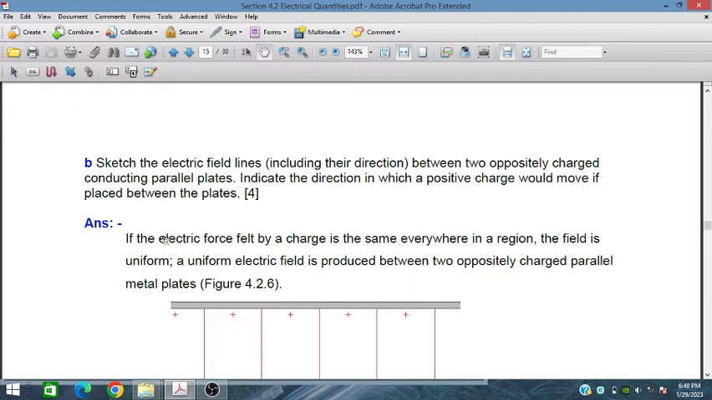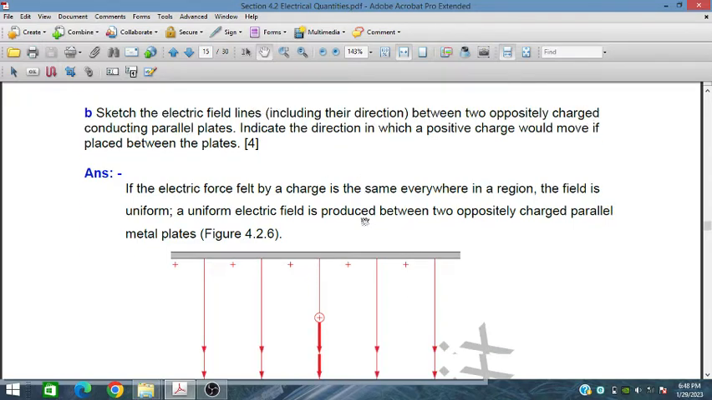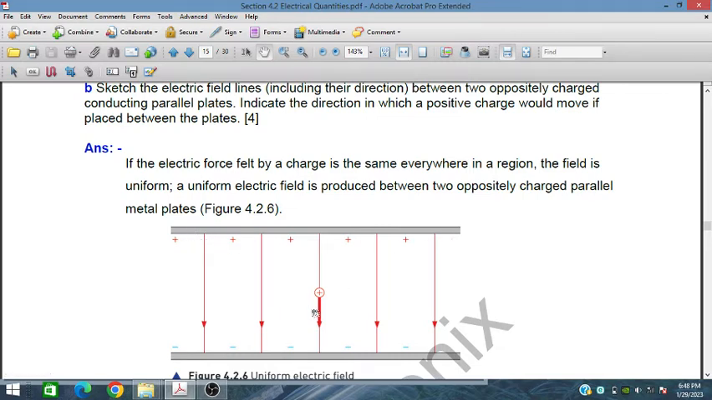So part B: sketch the electric field lines, including their direction, between two oppositely charged conducting parallel plates, indicating the direction in which a positively charged particle would move if placed between the plates. So this is two plates, a positively charged plate and this is a negatively charged plate. The electric field felt by a charge is the same everywhere in the region, so with parallel conducting plates the field is uniform. The field is uniform everywhere.